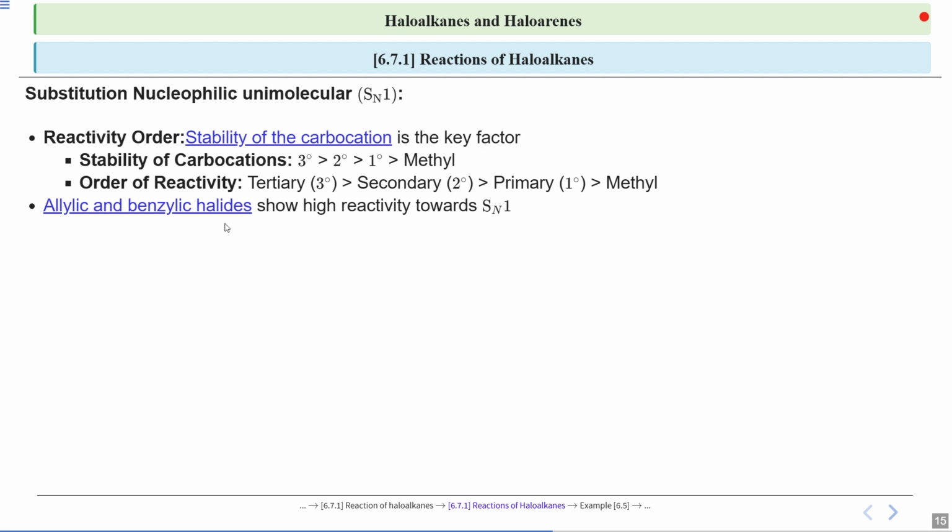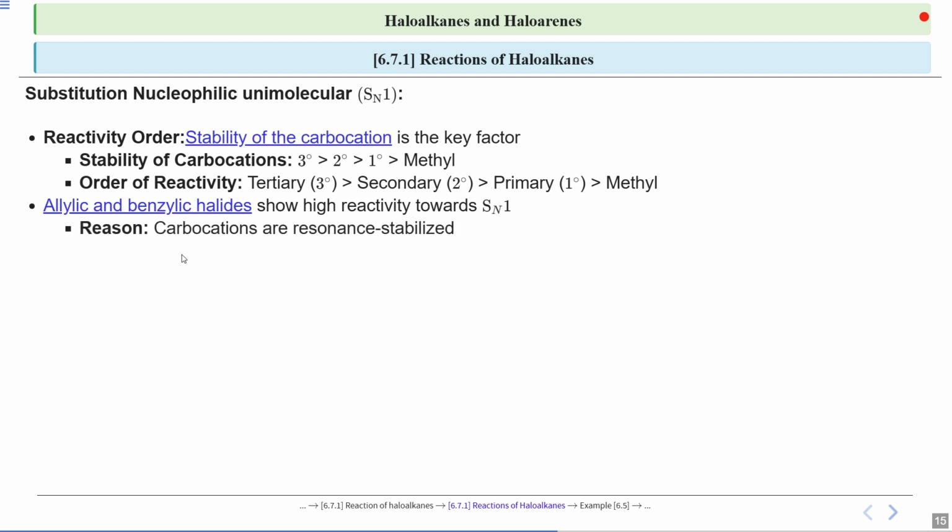Also, there are allylic and benzylic halides. Allylic means halides where the halogen is attached to a carbon next to a double bond. Benzylic halide means the halogen is attached to a carbon on the benzene ring. Allylic and benzylic halides show high reactivity towards the SN1 reaction, so they generally undergo nucleophilic substitution by following the SN1 mechanism.